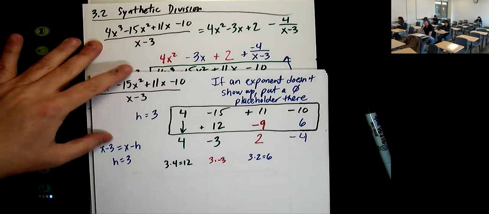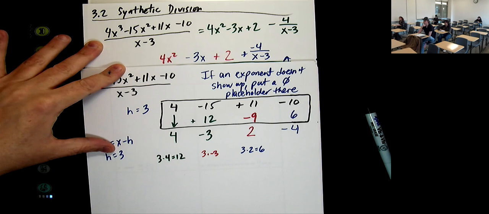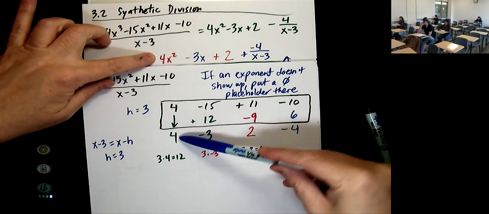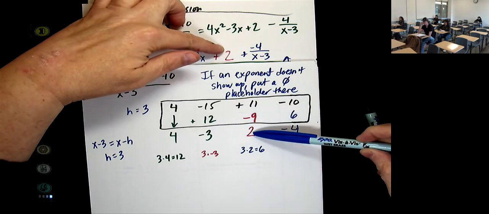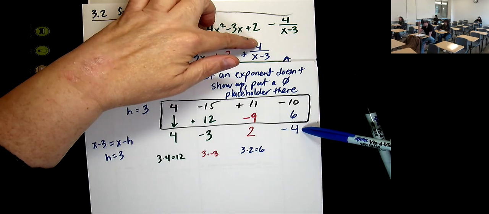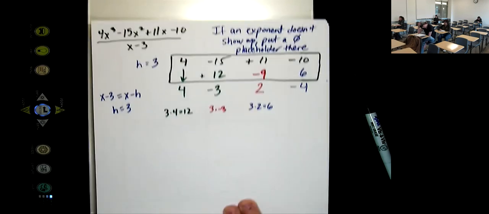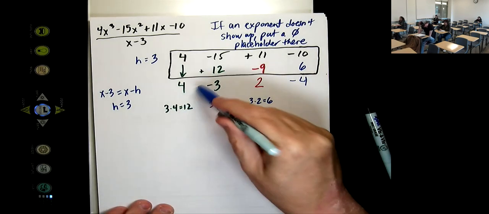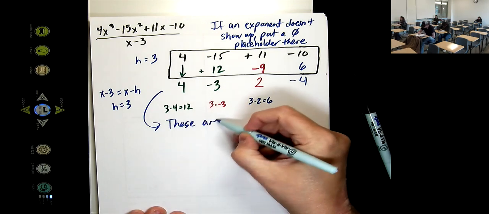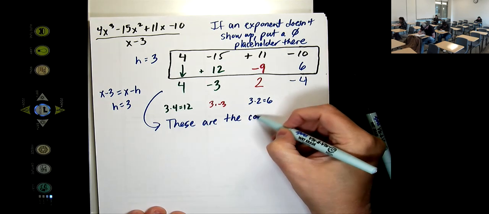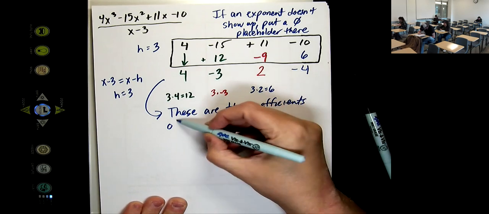See what we had before when we did division? 4 and 4, -3 and -3, 2 and 2, -4 and -4. So the way synthetic division works is you just do this division thing. These are the coefficients of a polynomial one degree smaller.